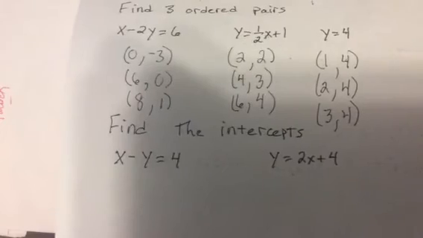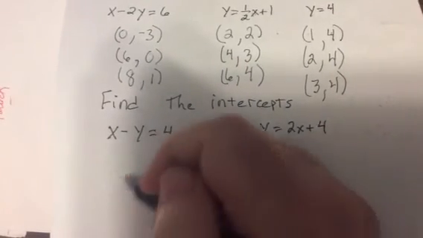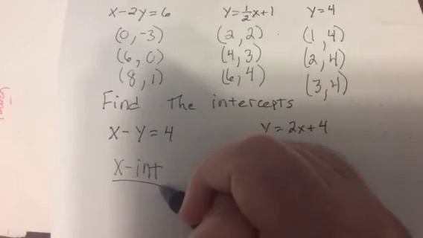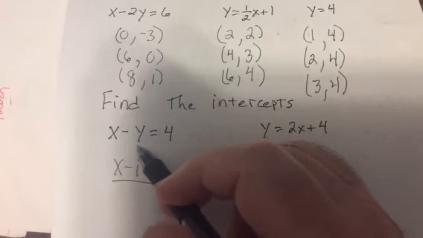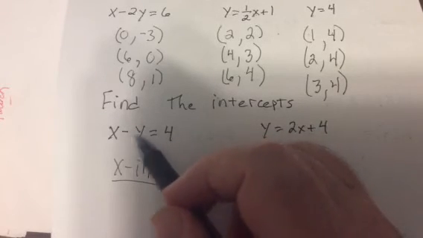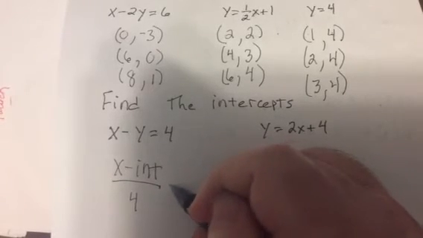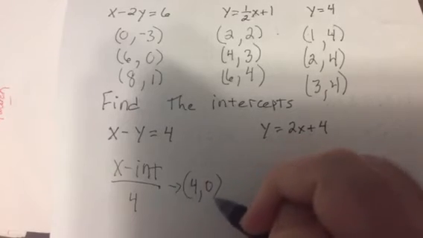Now, I'll hopefully not drop the paper again like I did last time. Find the intercepts. Well, the x-intercept. Now, if you write x-intercept this way, then it's just a single number. So put 0 in here. x-intercept is 4. The ordered pair that corresponds to that would be 4, 0.